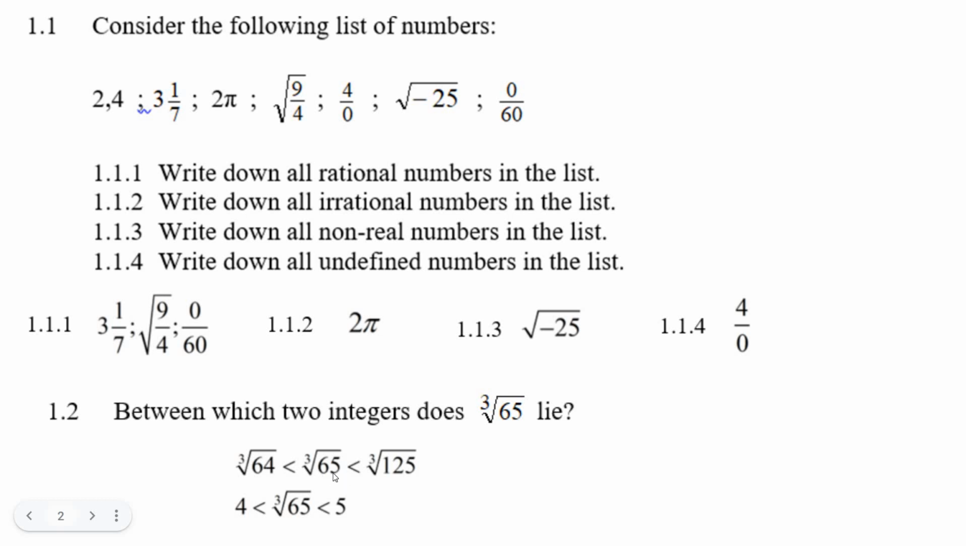It's irrational. But it lies between 4 and 5. It's just a little bit bigger than 4. You could put it in your calculator. You'll get 4 point and a little bit. It lies between 4 and 5. Well, there's the first questions in the tutorial.